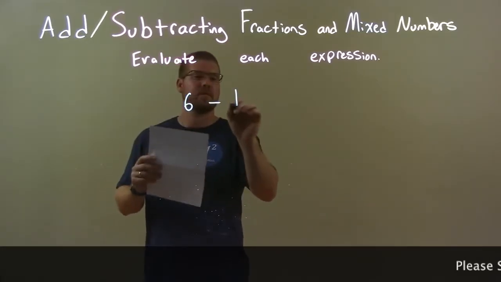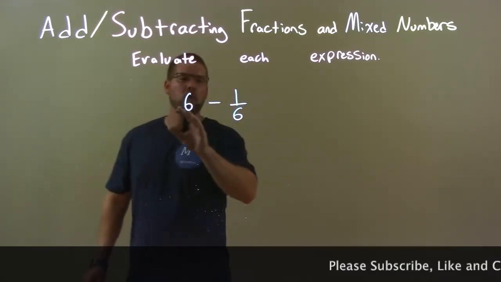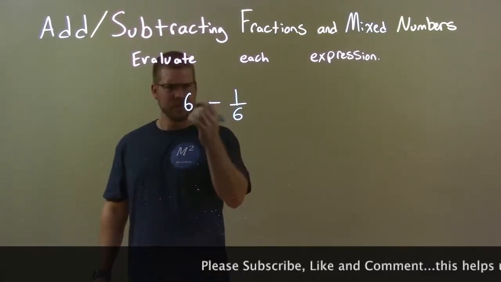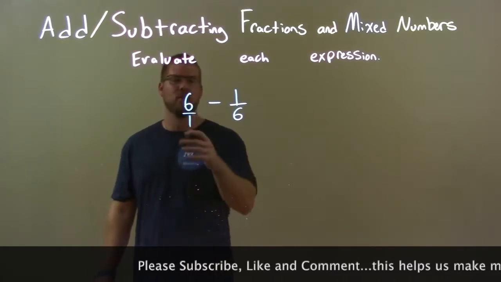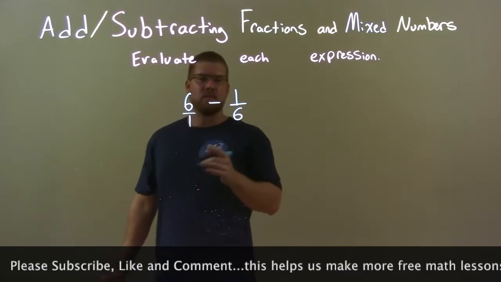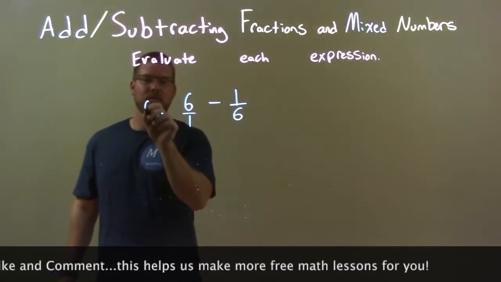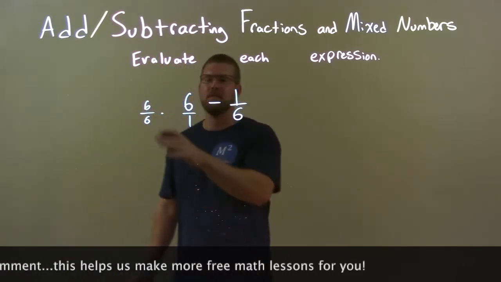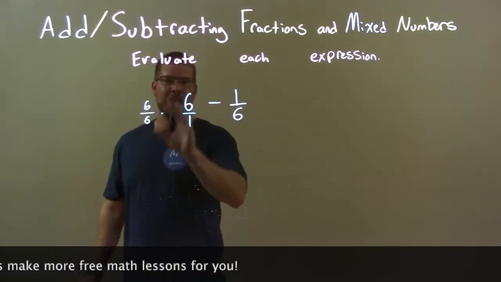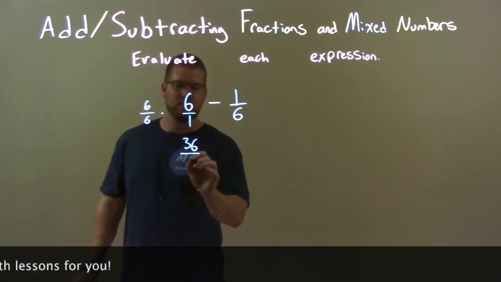6 minus 1/6. Now, the key here, the tricky part is we can only combine these numbers if they have the same base with subtraction, right? So 6 has really a base of 1. 6 over 1 is just 6. So we have 6 over 1 minus 1/6. Well, to get 6 over 1 to have the same base as this 1 over 6, I'm going to multiply this by 6 over 6. Okay? And 6 over 6 is essentially the number 1, and it doesn't really change anything. But what it does do is it adapts 6 over 1 to be, well, 6 times 6 is 36. 6 times 1 is just 6.